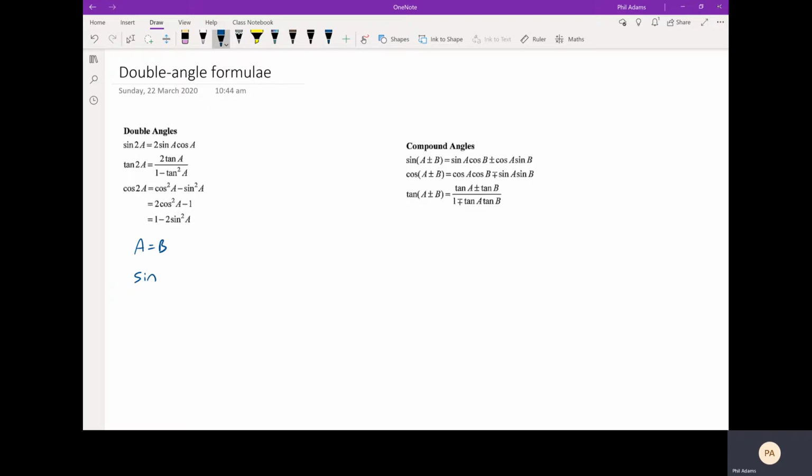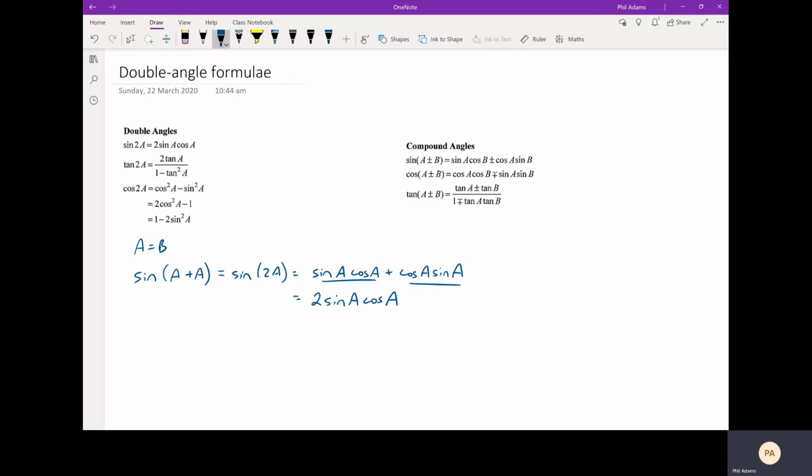Then if we did sine, for example, of A plus A, because that's 2A, we're going to end up with sine A cosine A plus cosine A sine A. Now those two things are the same, so we'll end up with two lots of sine A cosine A, which you can see is the first rule up the top there. And we can derive the same from each one just by substituting in an A and an A for the B's for each of those compound angle rules. So that's really where these double angle rules come from.